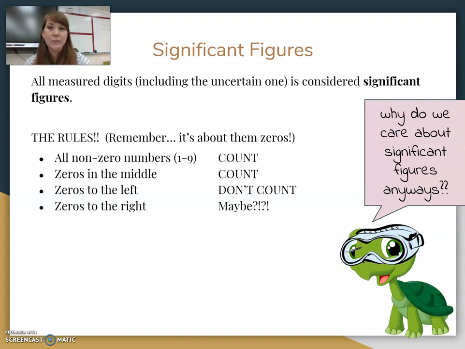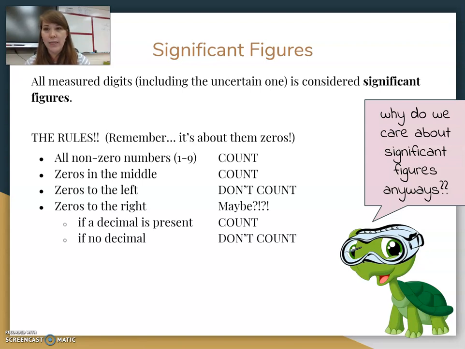And what's going to determine if they count or not is whether or not a decimal is present. Now, I don't care where that decimal is. It doesn't matter where it is. What matters is if it's there or not. So if a decimal is present, then those zeros to the right do count. If there is no decimal present, then it doesn't count. And again, remember, we care about this. Chemists care about this because it's going to communicate how sure we are on these measurements.